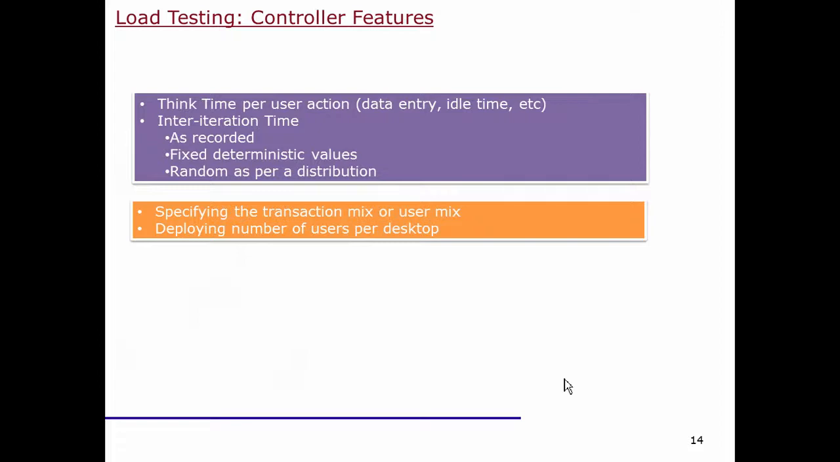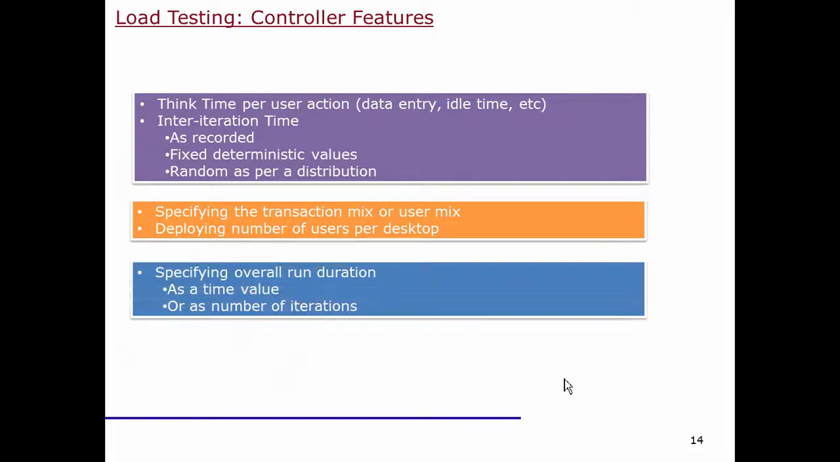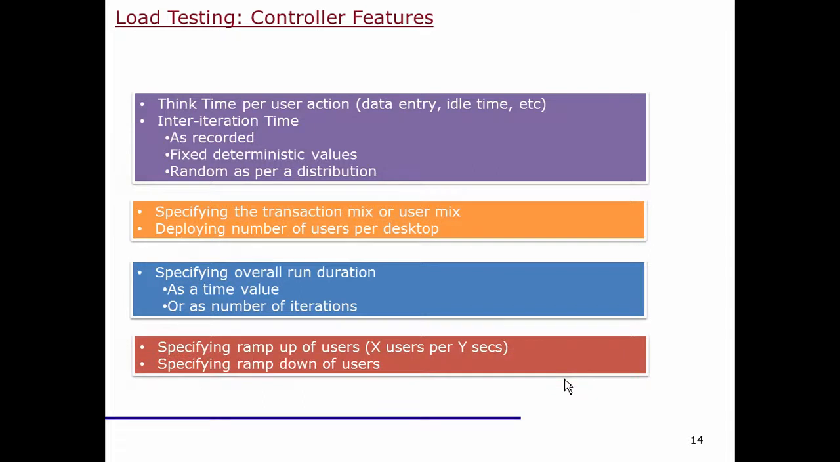And you can also decide how many users are going to come per desktop as far as the deployment is concerned. You can specify the overall run duration either as a time value, say for example the script should run for 30 minutes, or you can give a number of iterations that totally I want the scripts to run 1000 times. You can also specify the ramp up of users. So for example, if I want 5000 users, it's going to be pretty impossible to really spawn off all 5000 users in 0 time.